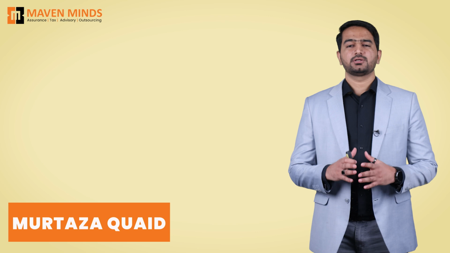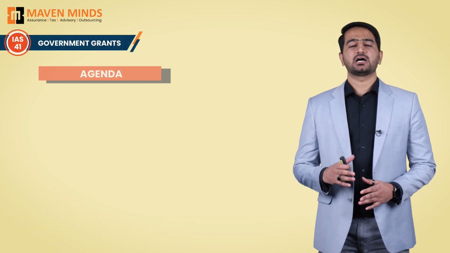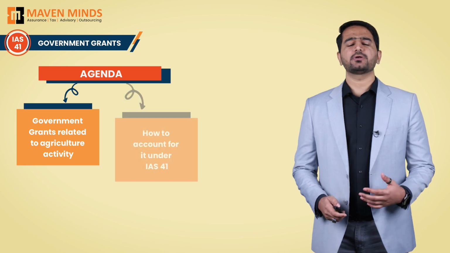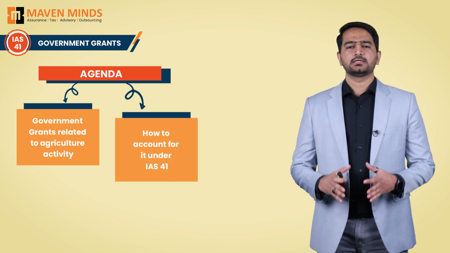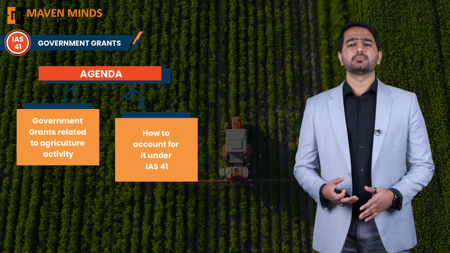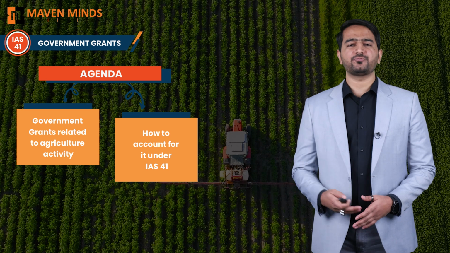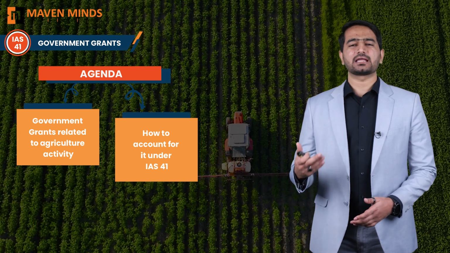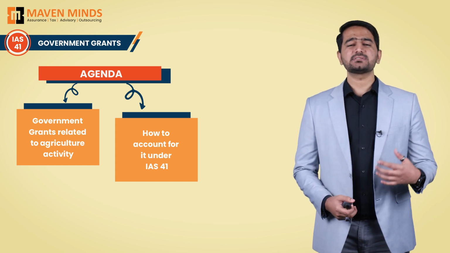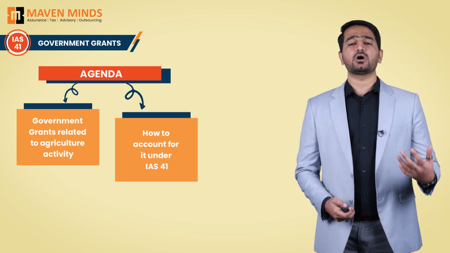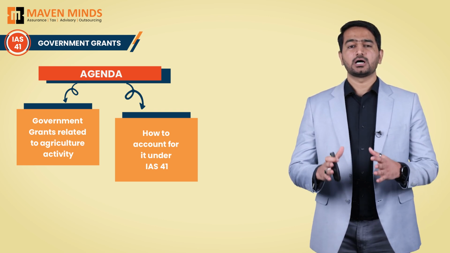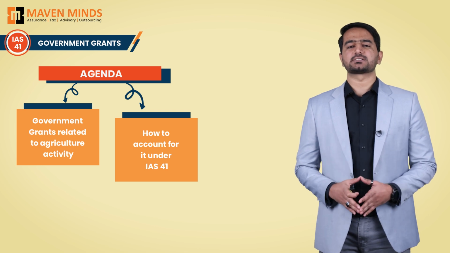Hello everyone. Today we are going to discuss government grants related to agriculture activity and how to account for them under IAS 41. Government grants are quite common in agriculture. Governments often provide financial support to farmers, either to boost agriculture production, promote sustainability, or sometimes even to control production levels to avoid oversupply in the market. So the big question is, how do we account for these government grants?